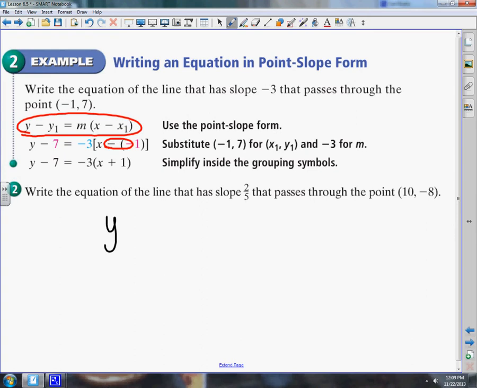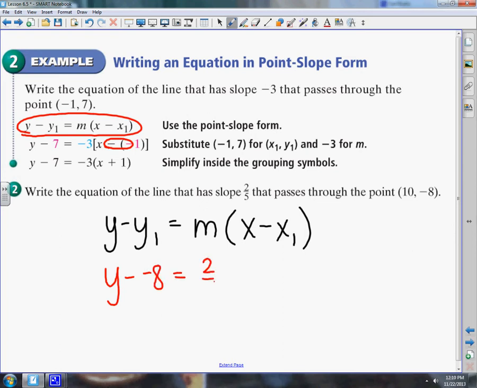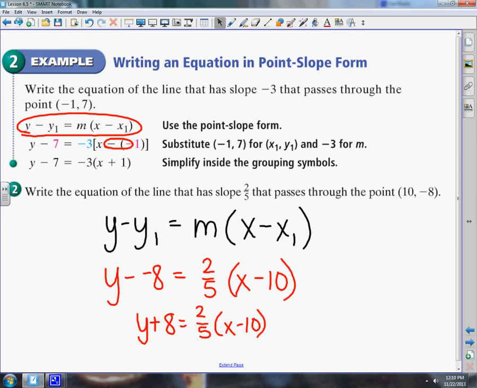You have your equation y minus y1 equals m times x minus x1. So I get y minus negative 8 equals 2/5 times x minus 10. So y minus negative 8 is y plus 8, equals 2/5 times x minus 10.